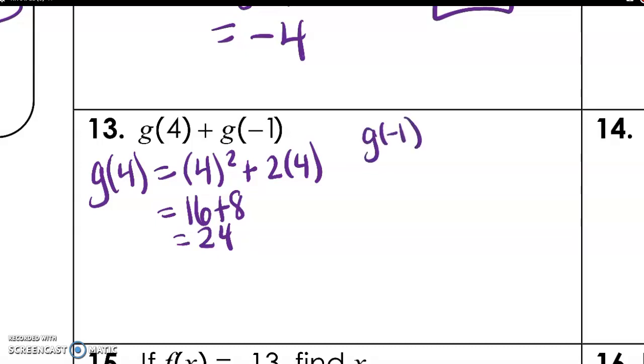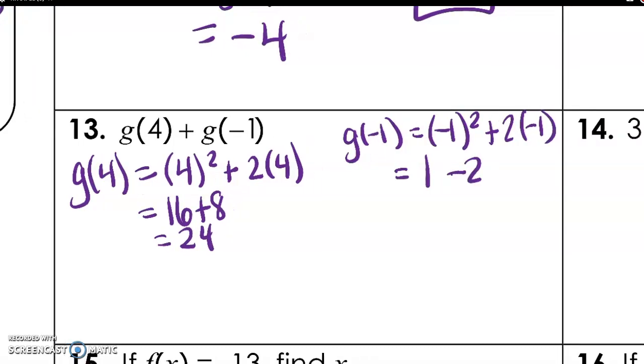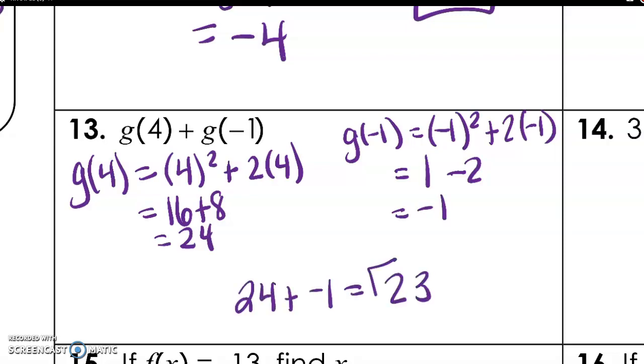G of -1 gives me -1, that does have to be in parentheses, squared, plus 2 times -1. -1 squared is 1, 2 times -1 is -2. So 1 minus 2 gives me -1. So I'm going to have 24 plus -1. So 23 is my final answer.